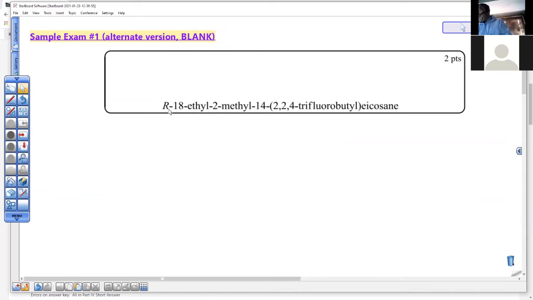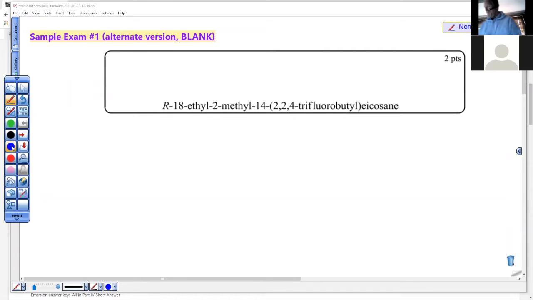And how do you start a big problem like this? Well, you draw the end of the name first, eicosane. And just to be clear on your test, you won't have boxes. You'll just be given the name and told to draw it on your sheet of paper. So we'll draw it underneath the box here.